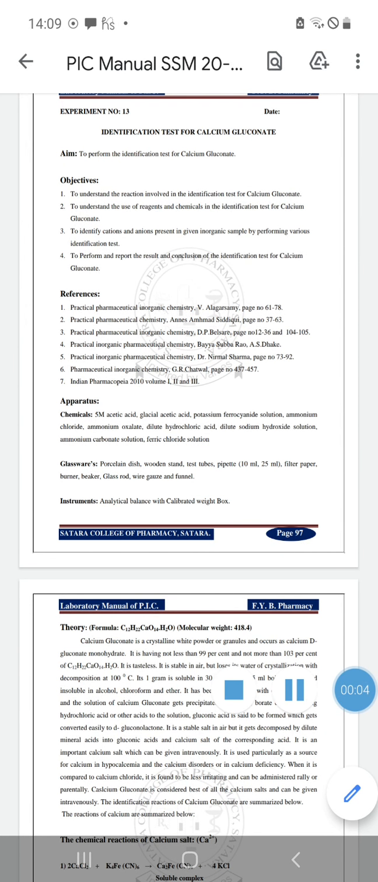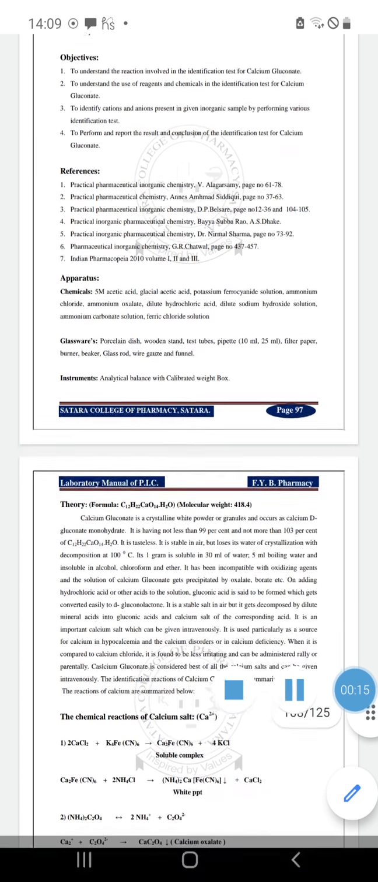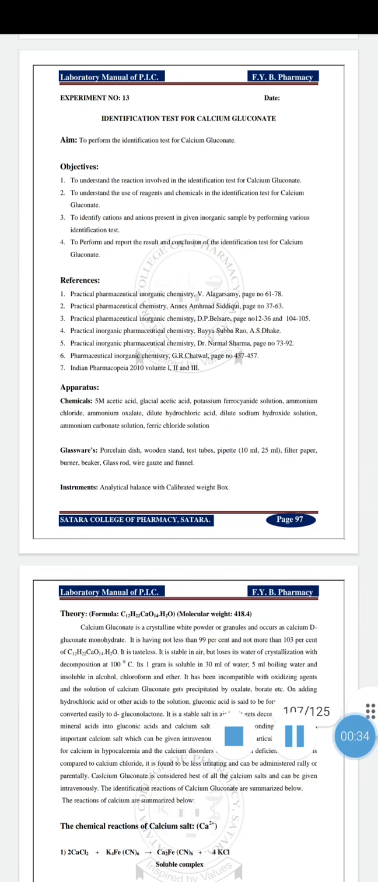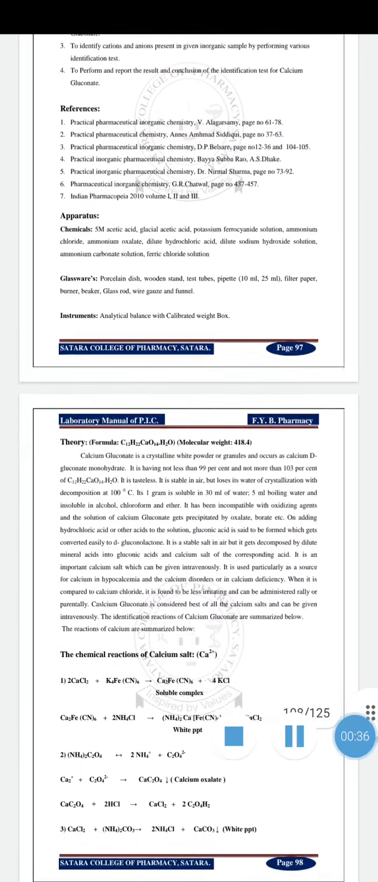Today we will discuss experiment number 13, identification test for calcium gluconate. To perform the identification test for calcium gluconate, the chemicals required are 5 molar acetic acid, glycol acetic acid, potassium ferrocyanide solution, ammonium chloride, ammonium oxalate, dilute hydrochloric acid, dilute sodium hydroxide solution, ammonium carbonate solution, and ferric chloride solution. These are all the chemicals used for this experiment.